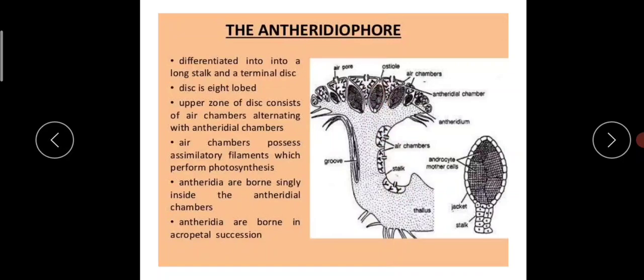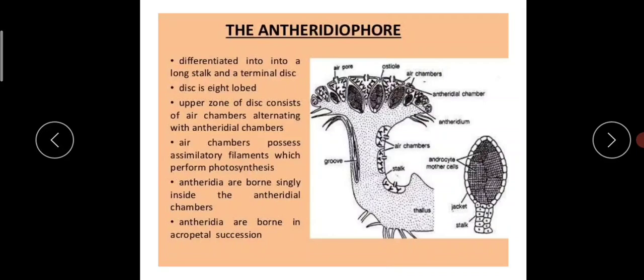Antheridiophores are the receptacles which bear the antheridium, and each is approximately 3 centimeters long, with a convex shape, and it bears a peltate disc at its apex. The number of lobes in that peltate disc varies among the species. So each species will have a different number of lobes in this peltate disc.